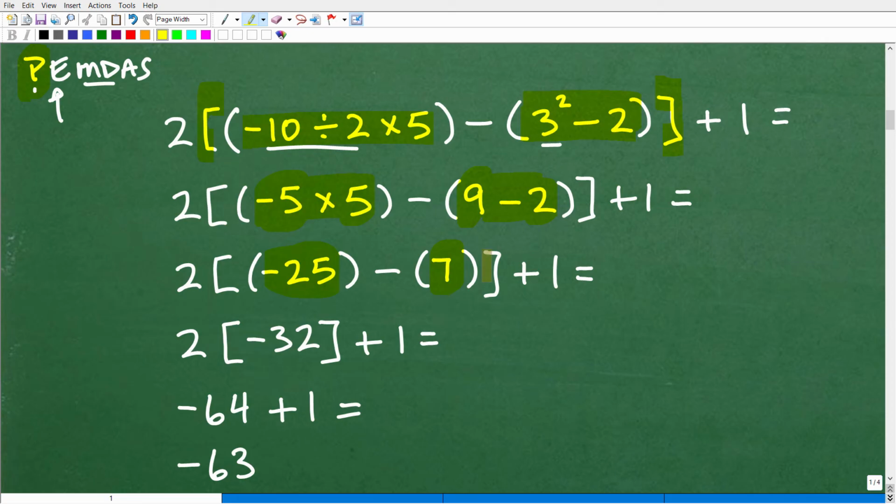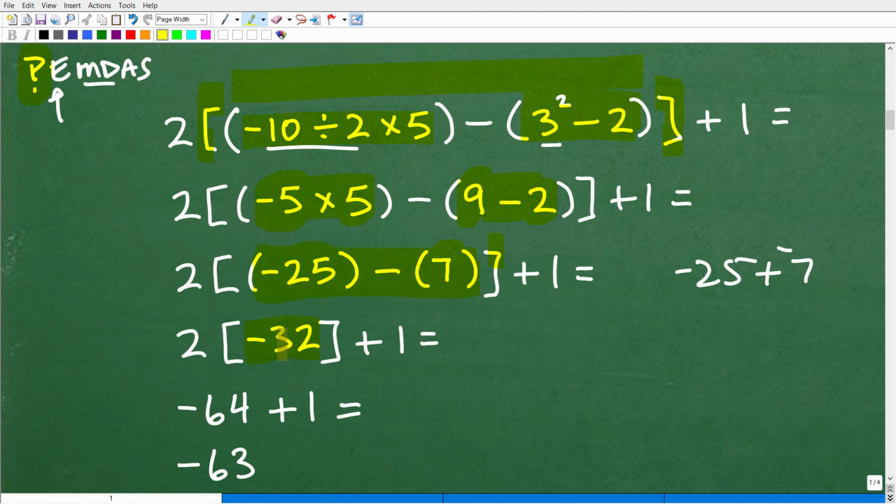Okay, so we finished the innermost parentheses, what's inside this bracket, but we're not done yet. So now I have negative 25 minus 7. I can drop the parentheses at this point because there's nothing else to do inside them. So this is the same thing as negative 25 plus negative 7, which of course would be negative 32. That was the final result of what's inside these brackets, this grouping symbol.